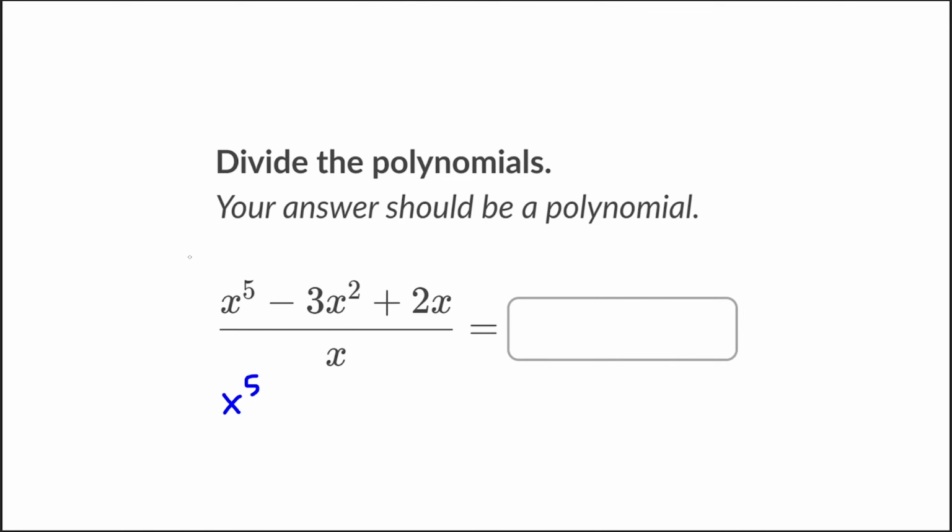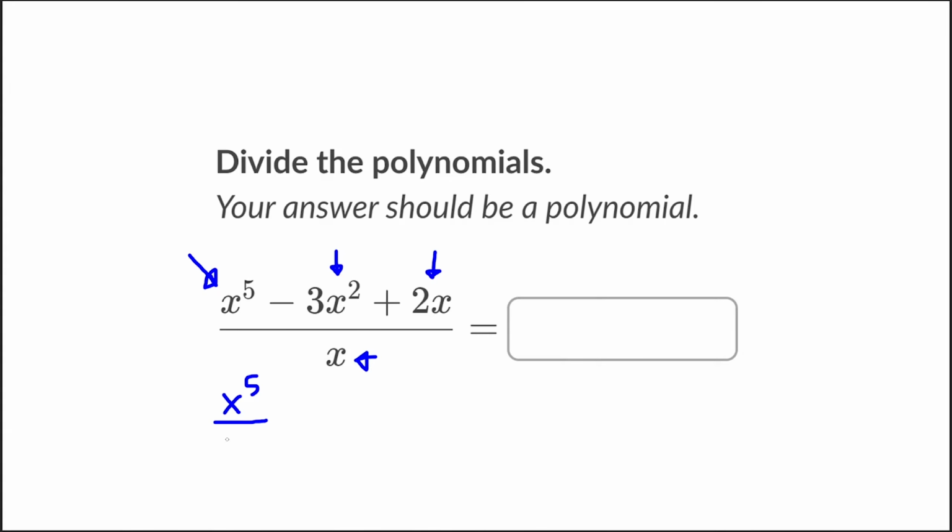So that's at least how I like to do it, right? I like to look at this first term right here and then divide that by x, and then go to the next term divided by x, and so on and so forth until we have all terms divided by our denominator. Okay, so x to the 5th divided by x.